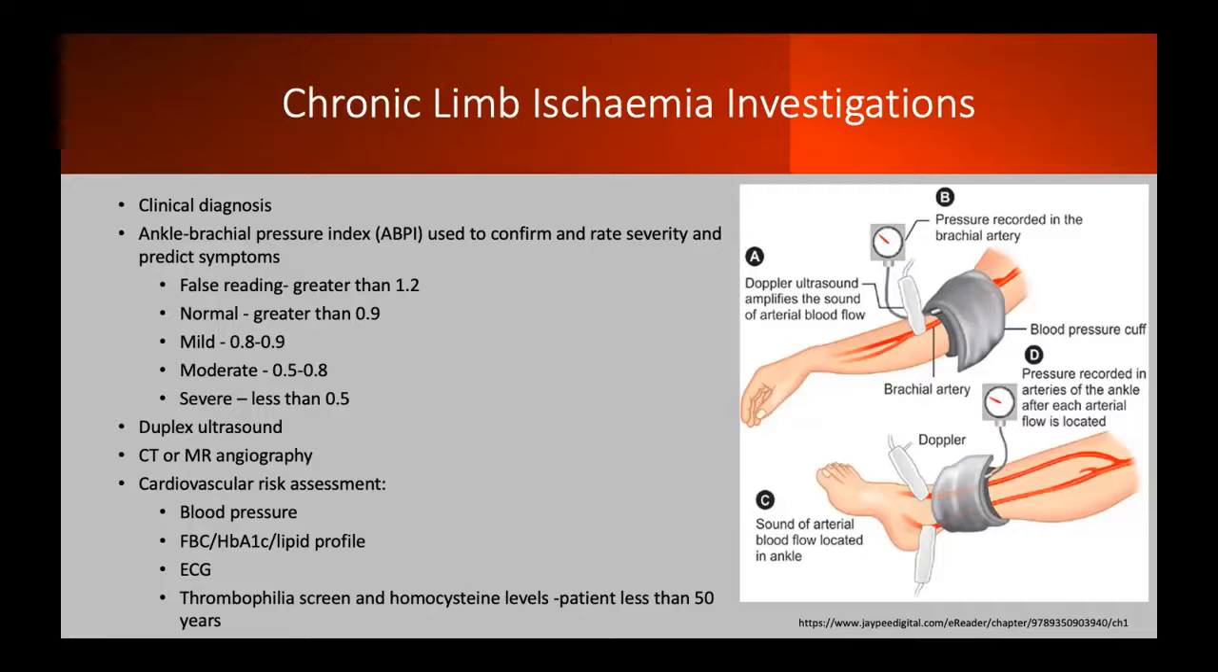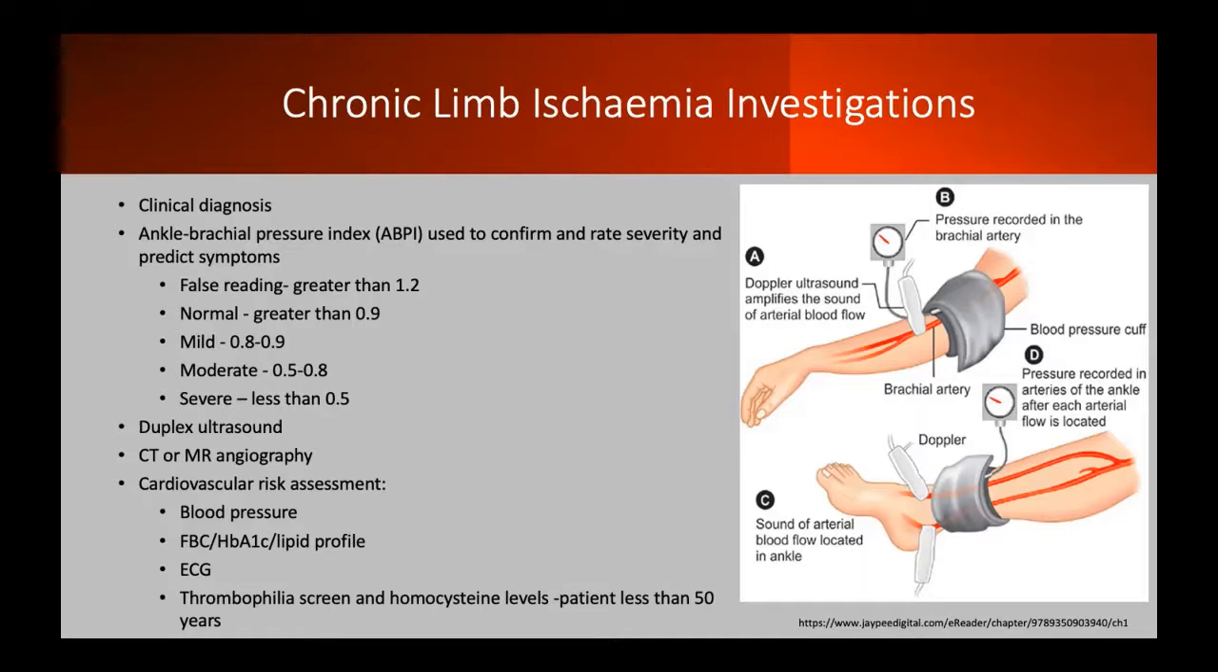Chronic limb ischemia is a clinical diagnosis, but in terms of investigations, you usually start off with an ankle brachial pressure index, to confirm diagnosis and rate the severity of the condition, and it can predict what symptoms the patient is having. It's basically the ratio of the blood pressure at the ankle to the blood pressure in the upper arm. So you take the blood pressure in the leg and divide it by the blood pressure in the arms. A lower blood pressure in the legs in comparison to that of the arms suggests that you have blocked arteries due to peripheral artery disease. So the lower the ABPI, the worse the disease.